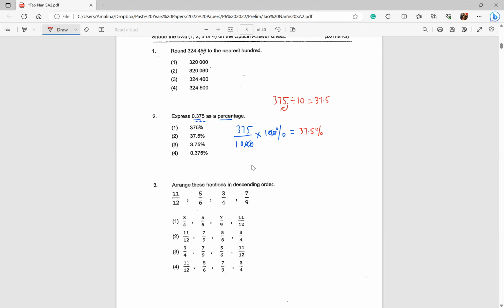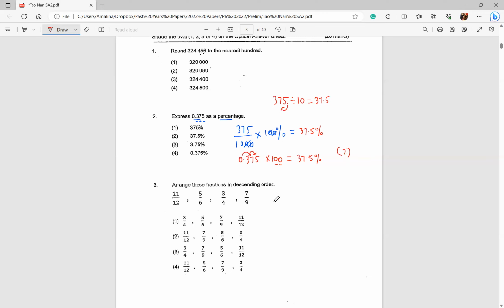Now, this is one way. Another way is I know that my 0.375, I can straight away multiply by 100. If I want to multiply by 100, I must move 2 spaces to the right because I'm multiplying. So 2 spaces to the right, shift your decimal point, you get 37.5% as well. So both ways are acceptable. Your option is number 2.